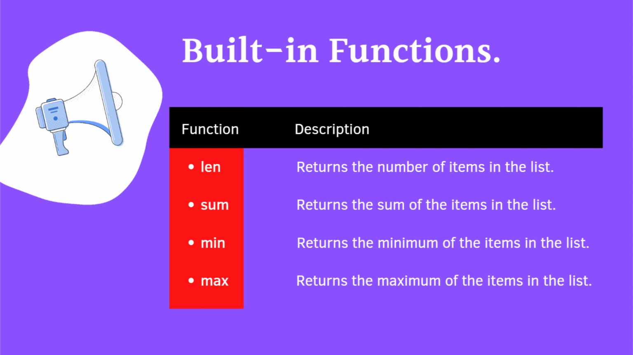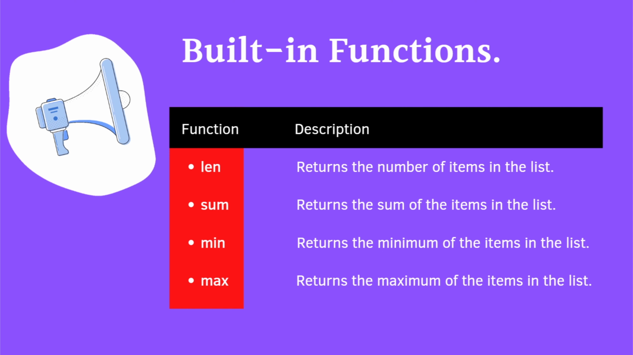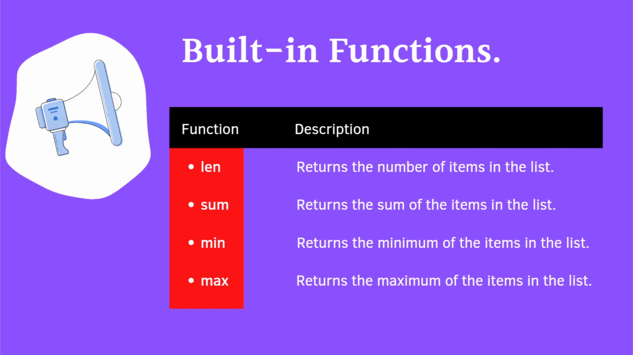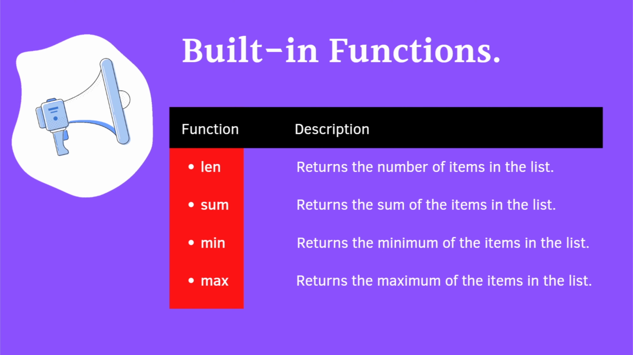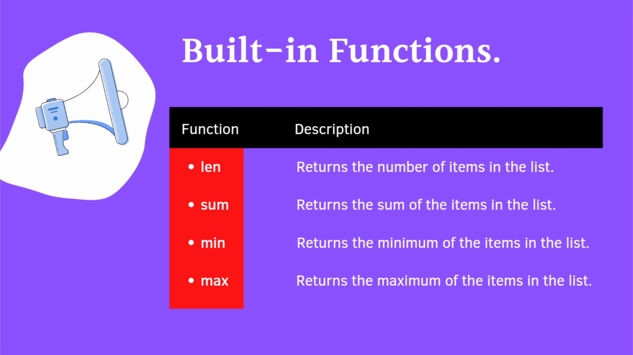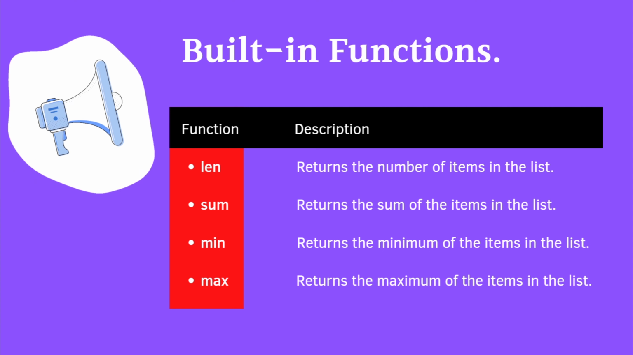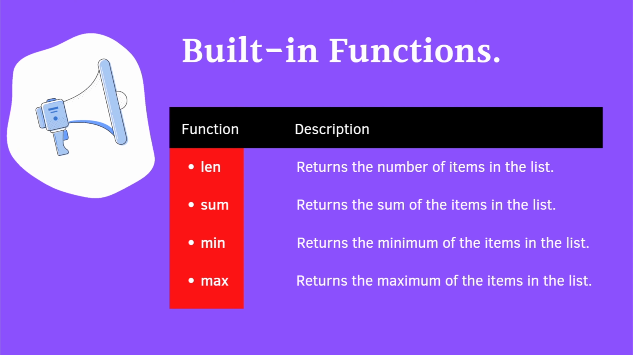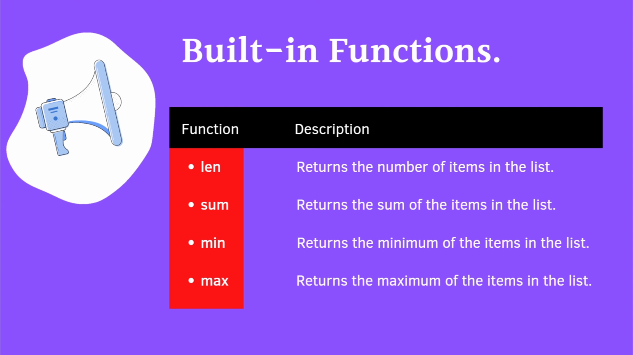First one is len, that is used to find out the number of items in the list. Second one is the sum function, which is used to find the sum of the elements in the list. Next are min and max, the lowest value and the highest value, right? These are pretty simple and straightforward.